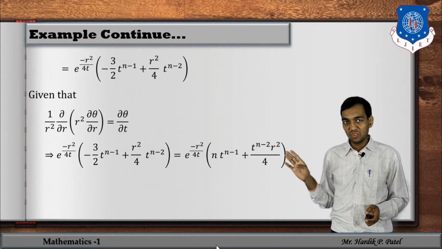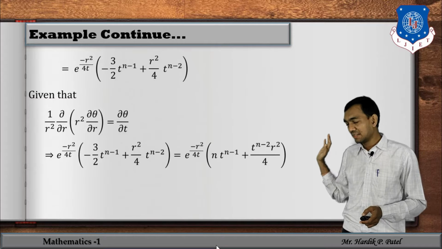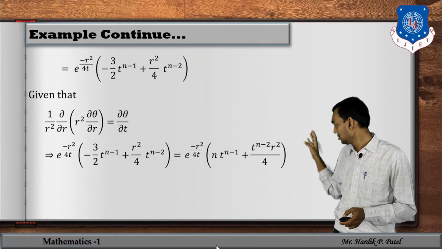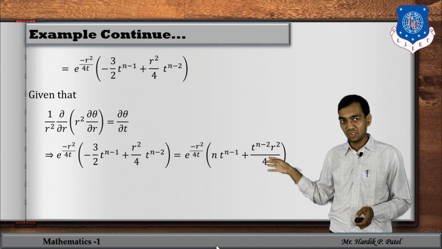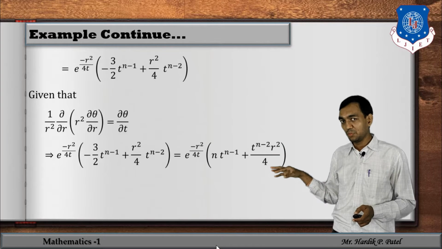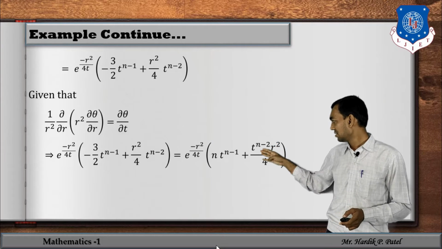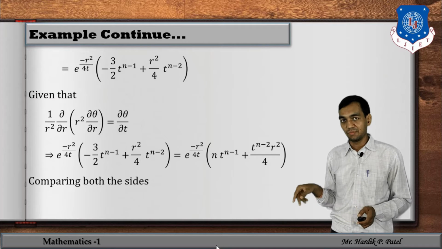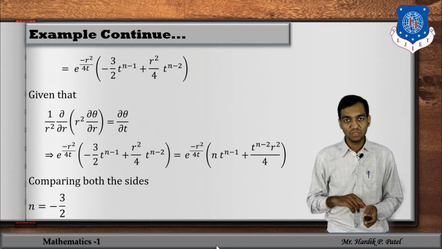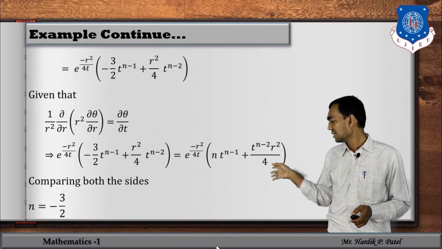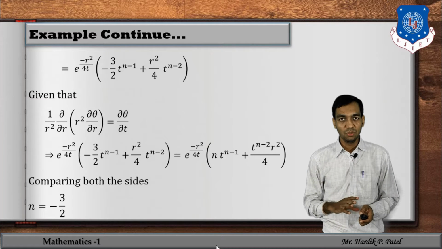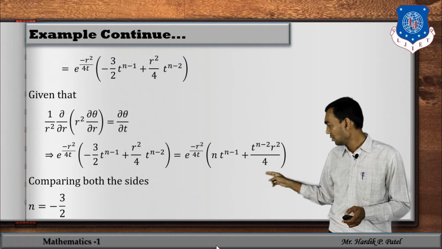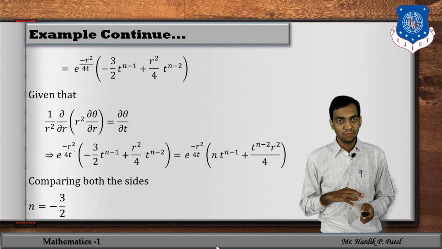So comparing both sides, e raised to minus r square by 4t will cancel out, then r square by 4 t raised to n minus 2 cancels out from both sides, and then comparing, you will have minus 3 by 2 t raised to n minus 1 is equal to n into t raised to n minus 1. So t raised to n minus 1 will also cancel out, and you will have n is equal to minus 3 by 2. Okay, so this gives you the value of n, which we had to find.